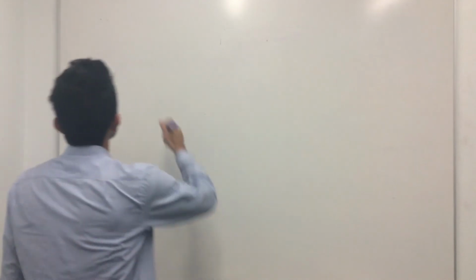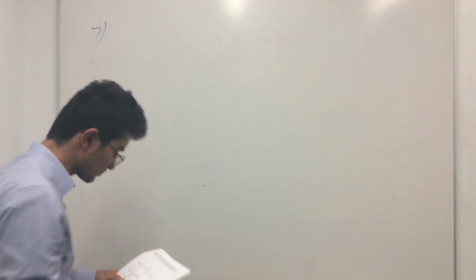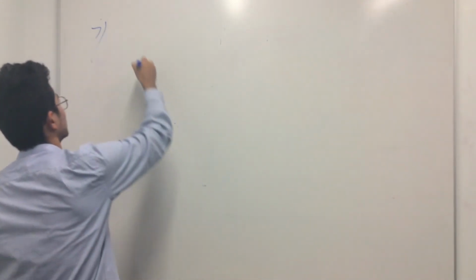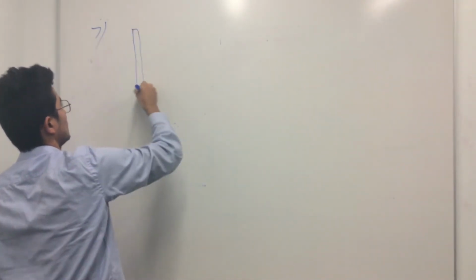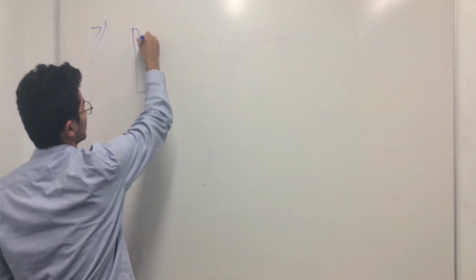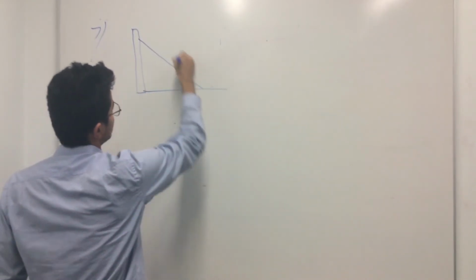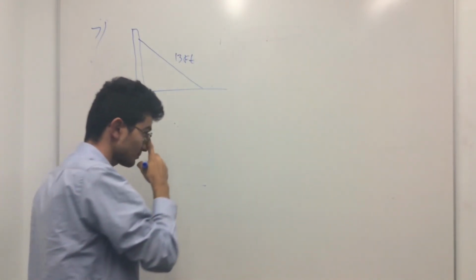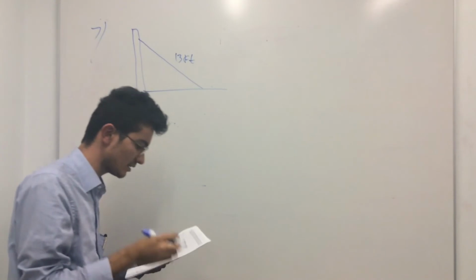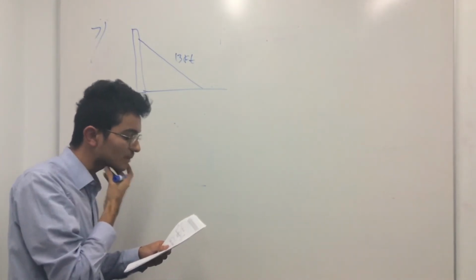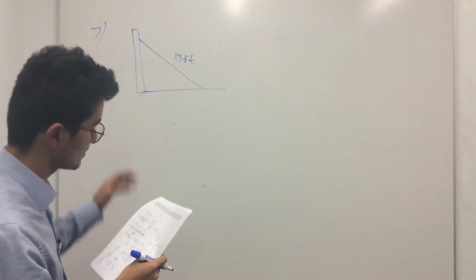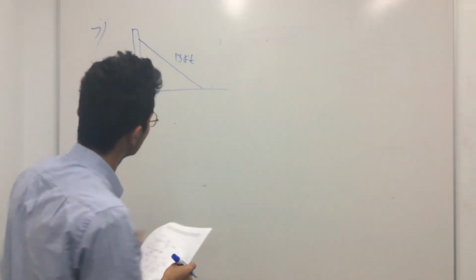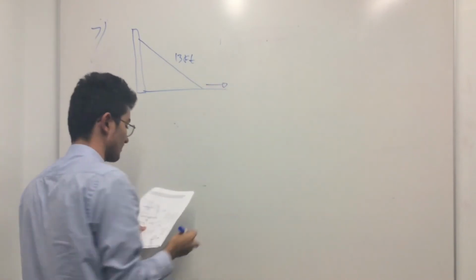Right. Question 7. So for question 7, this is a related rates problem. We have a 13-foot ladder on a wall. So we have a wall over here, and there's a ladder leading down the wall, and it's 13 feet long. Now we're told that this ladder is against the vertical wall, and the base is sliding along the horizontal floor. So basically, this is going this way.